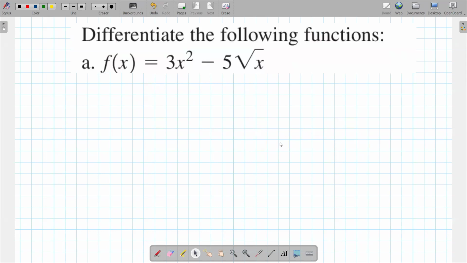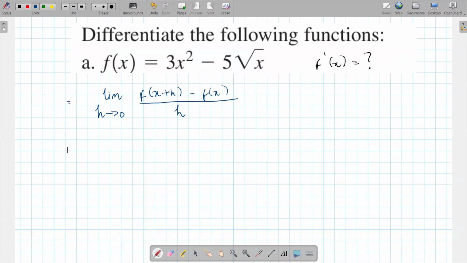The question is differentiate the following function. So we want to find f prime of x. That's the goal, f prime of x. Let me show you using the long way because it's important to know it this way as well. This way is bulletproof. It always works. The other way, it doesn't always work. So this is the formula to find the derivative of any function.